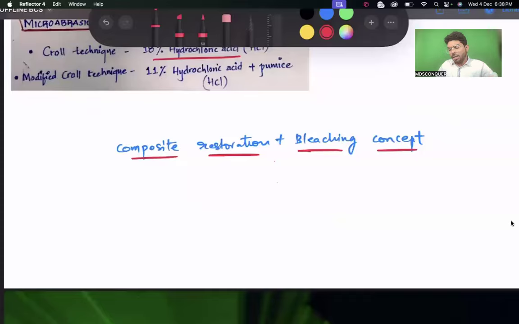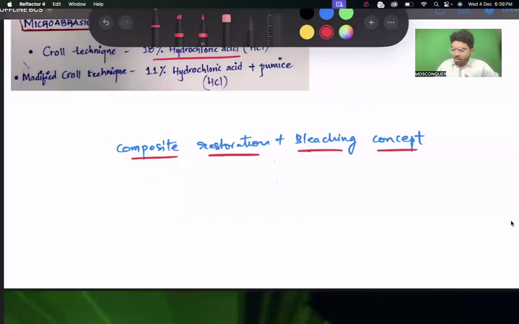So there is one concept related to bleaching and composite restoration. A patient came and non-vital bleaching was done. And the bleaching is over. So now you have to replace the temporary restoration with a permanent composite restoration. Can you do it immediately? No. Why? Yes, because of the free radicals, because of the oxidizing environment that is present, which hinders the bonding property of the composite. So either you have to wait for a week.